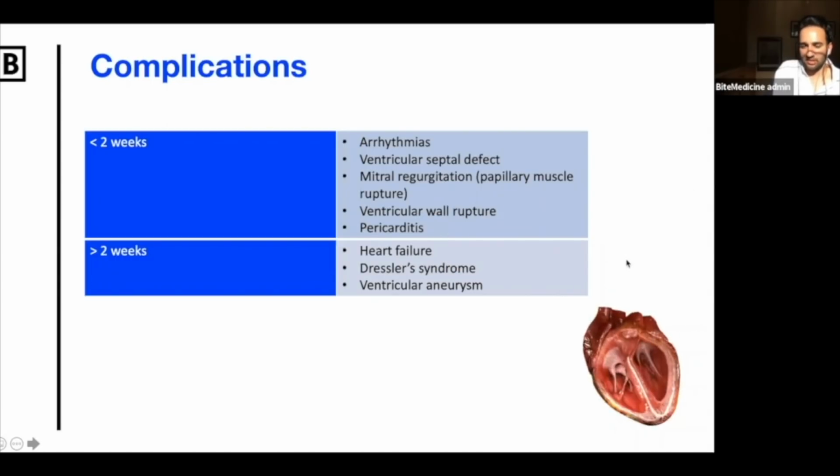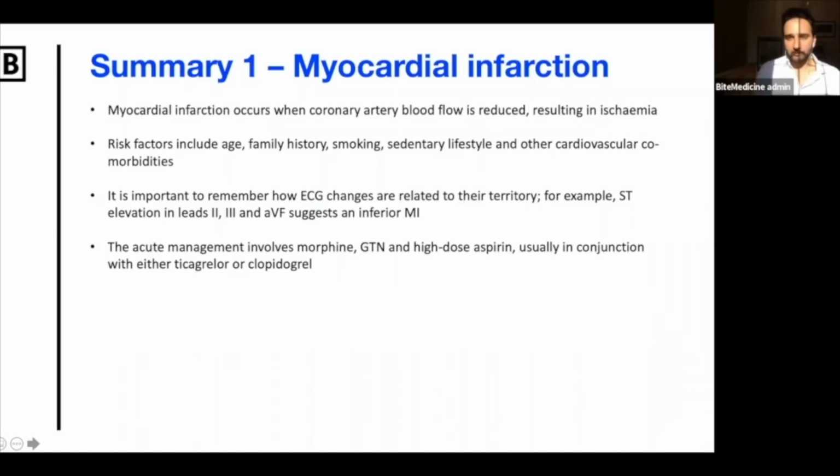How do you manage Dressler's? Normally just with NSAIDs, and patients will get better by themselves. So a summary, myocardial infarction. Like we talked about, the main underlying causes are atherosclerosis and coronary artery disease. You want to manage your risk factors like hypertension, smoking, diabetes. Those are your other key risk factors.